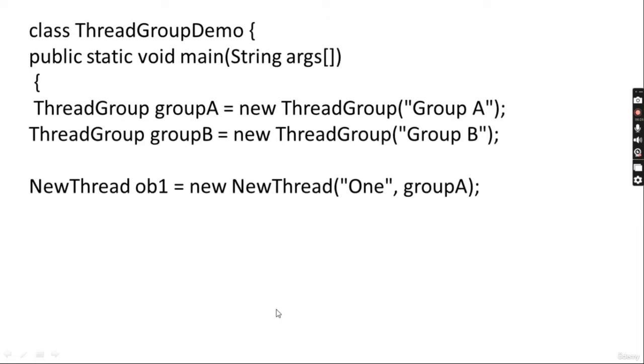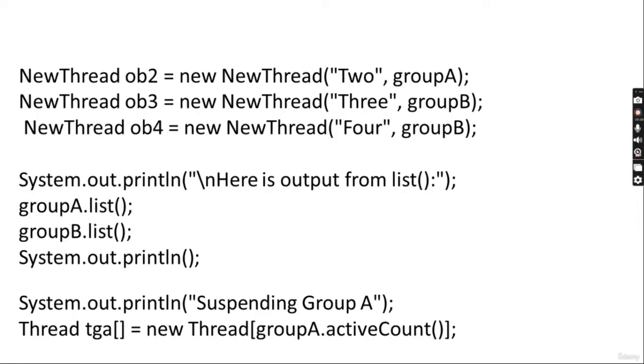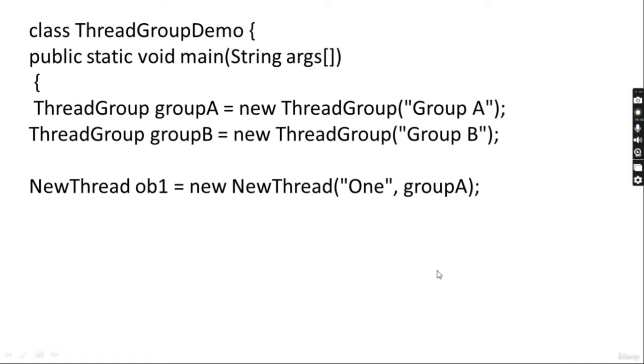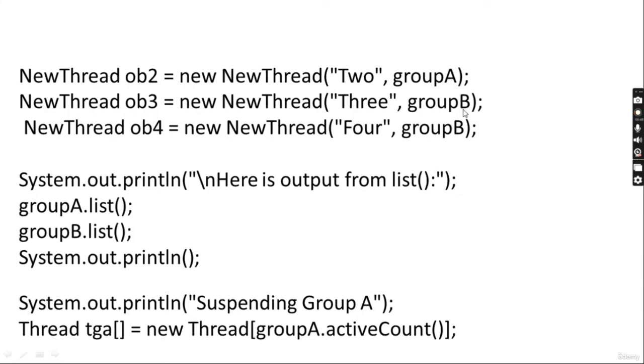Then ThreadGroupDemo, public static void main. ThreadGroup groupA is equal to new ThreadGroup("Group A"). Then ThreadGroup groupB, new ThreadGroup("Group B"). New thread object1, new thread 1 in group A. Okay. So now 2 in group A, 3 in group B, 4 in group B. So for group A there are new threads object 1 and object 2, 1 and 2. For group B there are 2 threads, 3 and 4. So now groupA.list will give you threads 1 and 2. Group B will give you the list of 3 and 4.